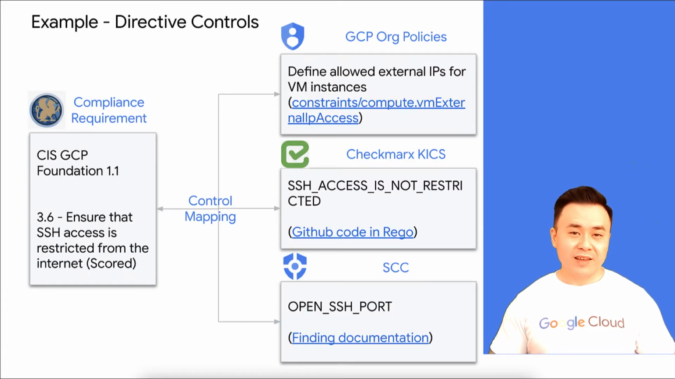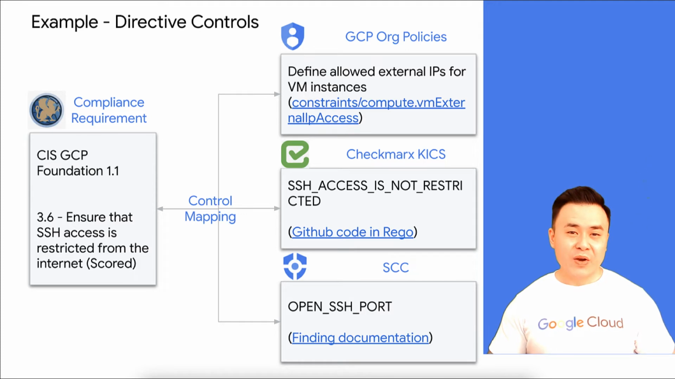First one up, the directive controls. Here's our control mapping, a very simplified one. We've chosen one control requirement from CIS Google Cloud Foundations 3.6. It is essentially asking for not having any unrestricted SSH access from the internet. To realize this requirement, we are going to implement controls at 3 places. First place, we're going to implement the organization policy to prevent any GCE virtual machines from having external IP addresses so they can't be accessed from the internet, right?